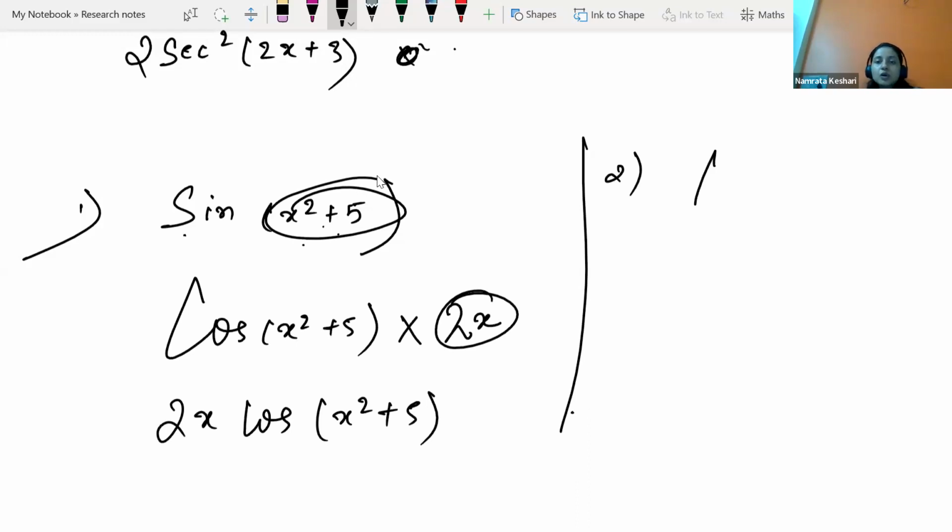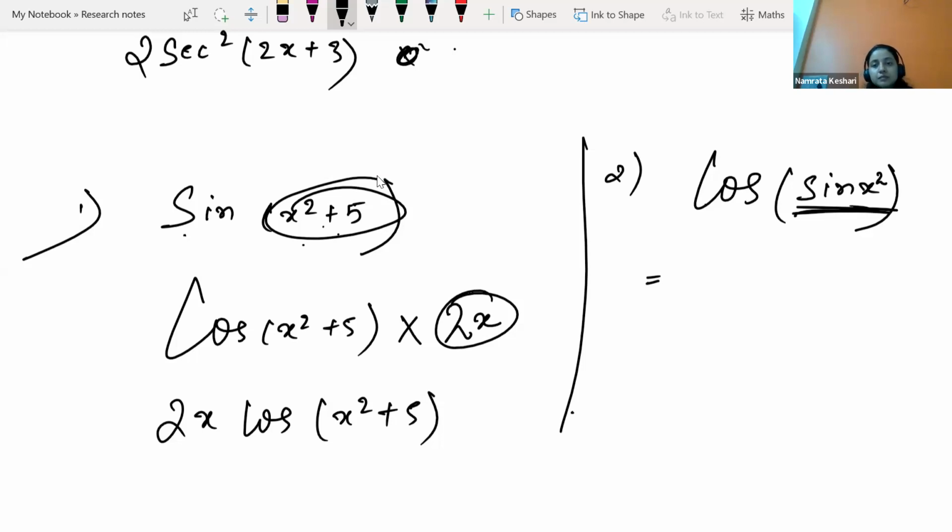Similarly, if we are having cos of sine x squared, what will be the derivative by chain rule? See, we are using the chain rule over here. Instead of x, it will be x squared. Let's do that also. First, we can see cos of something is there, so the cos x formula we can apply. Yes or no? Yes. Cos x derivative is?